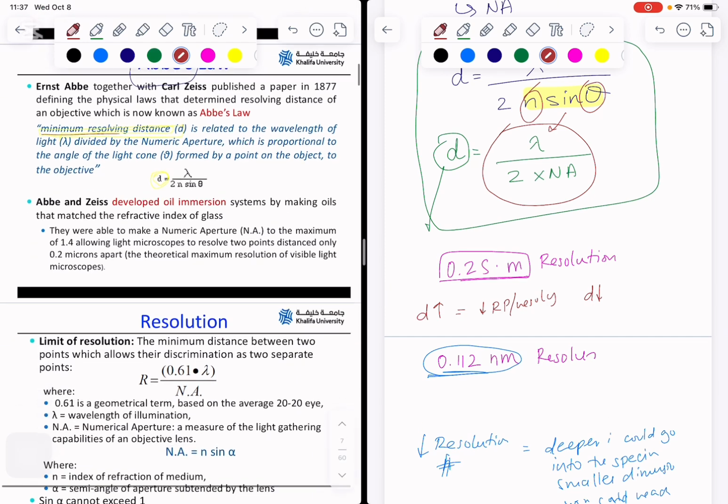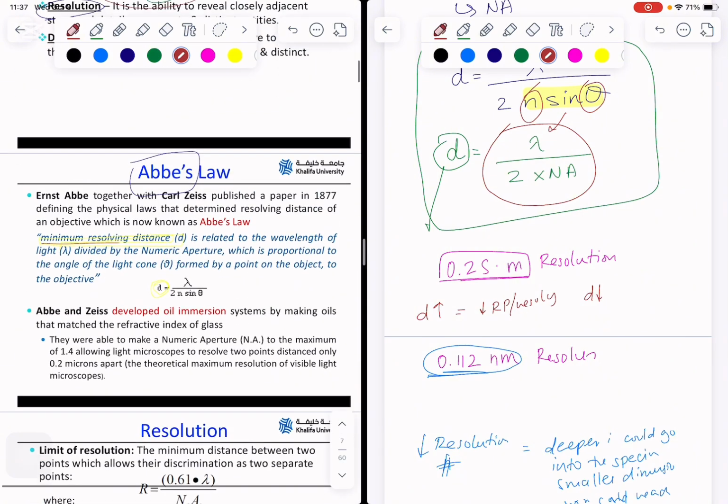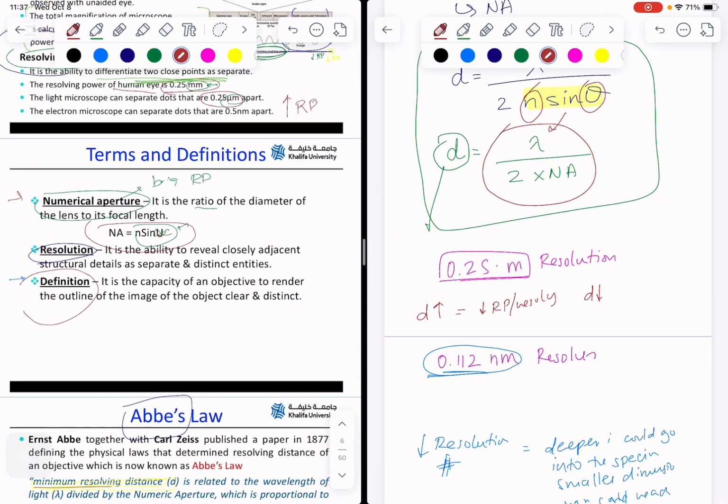So the thing he's talking about over here is basically, let me just see. Oh, and the third thing over here as well is the definition. And the definition is basically how defined it is. Maybe you see something under the microscope, it might have blurry lines, like you could see a cell like this, or you could see a cell like this. So the more unblurry it is, the more defined it is.